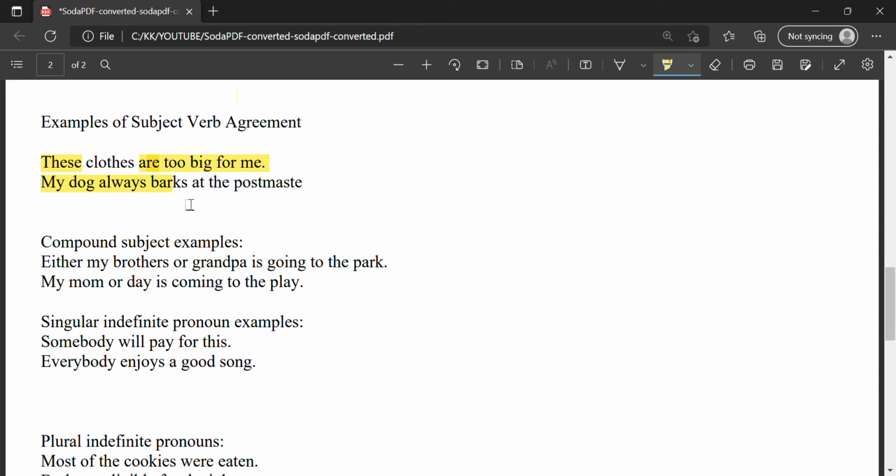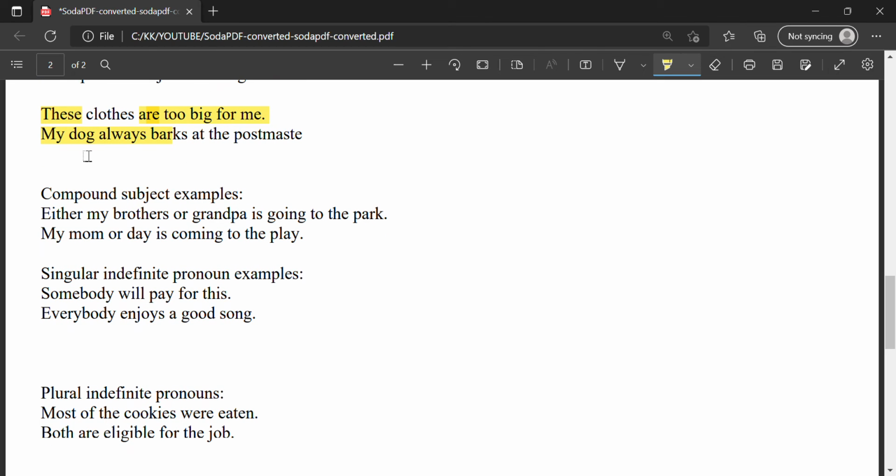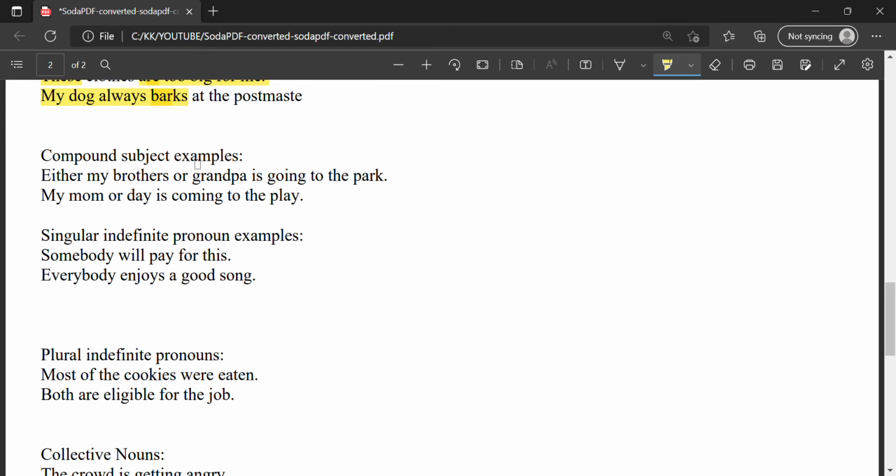My dog always barks at the postman. See, it is always barks. When it's singular, see, this dog is singular and the verb is singular.